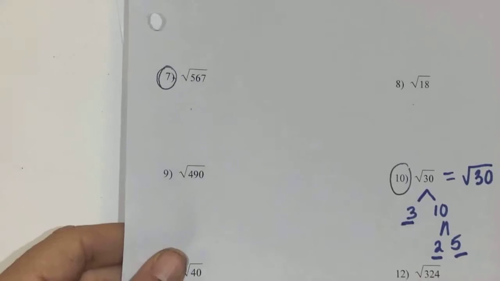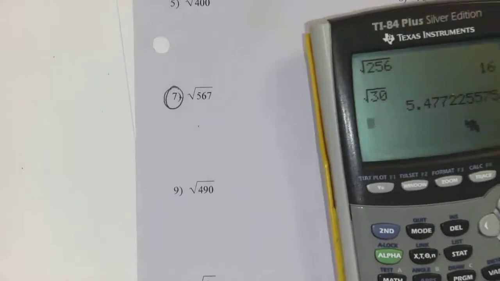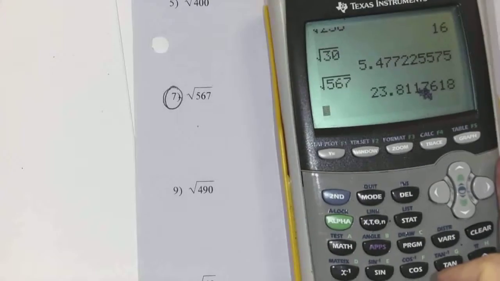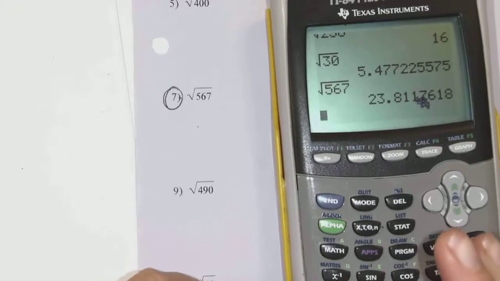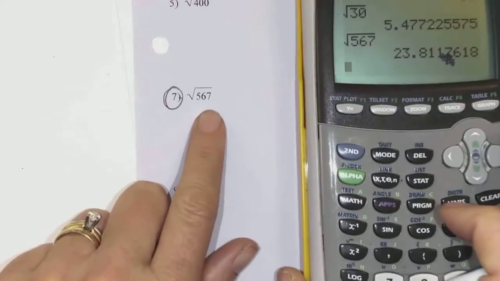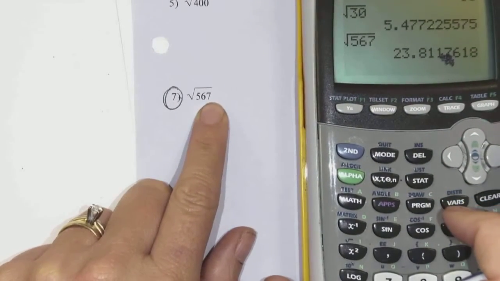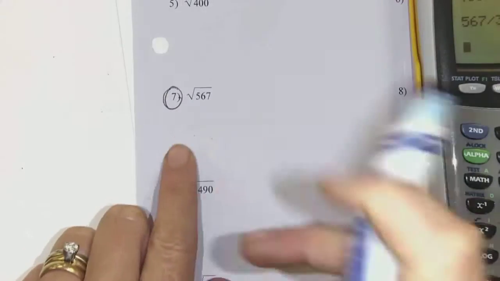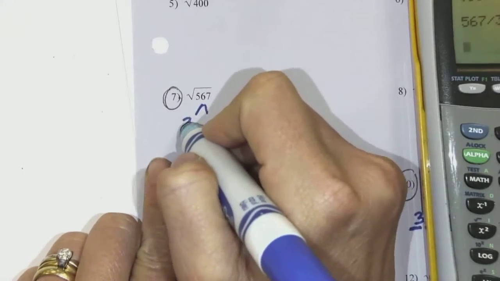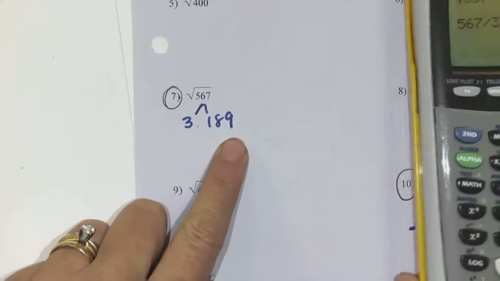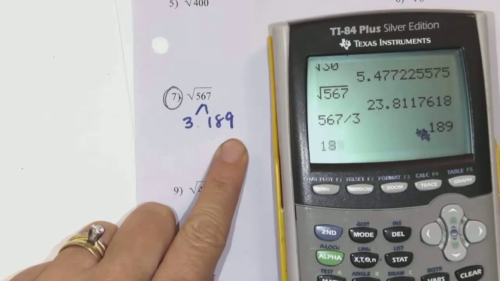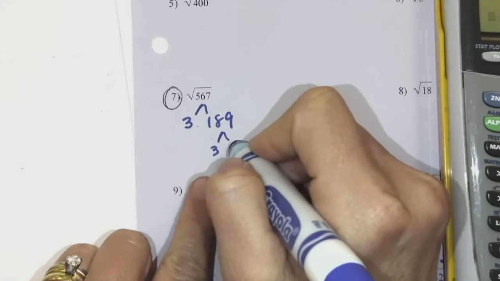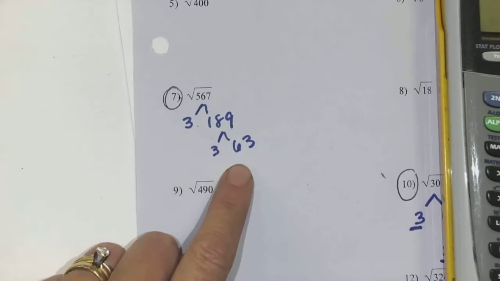Let's go to a big one. Looks a little scary. Square root of 567. Well, first thing I do is type it in, and I get a crazy long decimal. So I want to try to break it up, and I know 2 doesn't go into it because it's not an even number, so I'm going to try 3. 567 divided by 3 goes in 189 times. I know 2 doesn't go into 189, but does 3? It does. It goes in 63 times. So 3 times 63 gives me 189.